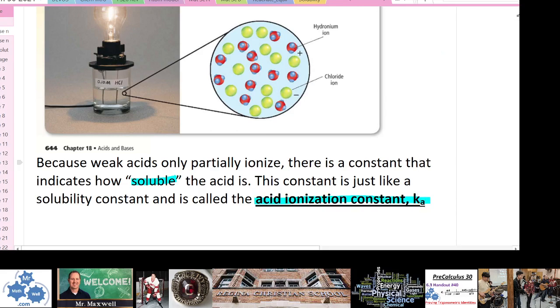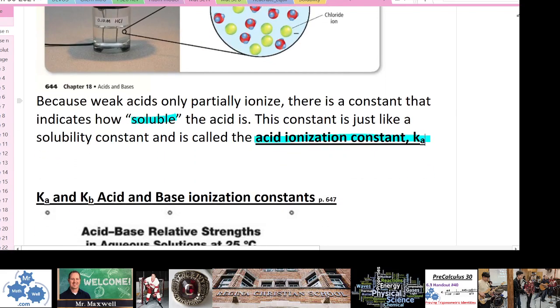So we've had Keq, the equilibrium constant. We've had Ksp, the solubility product constant. And now we have Ka, the acid ionization constant. Okay? And they all kind of mean roughly similar things. How soluble this is.